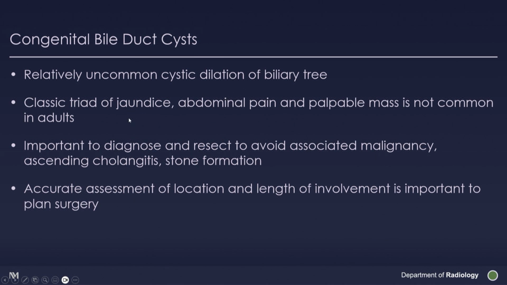The classic triad is jaundice, abdominal pain, and palpable mass, but unfortunately that's not seen that commonly in adults. So as a radiologist, we can be the one to suspect it and to diagnose it. And it's important because some of the forms they need to resect because of the associated malignancy, ascending cholangitis, and stone formation, as I'll show you. And as radiologists, we can assess the location and the length of involvement, which is important in planning surgery.